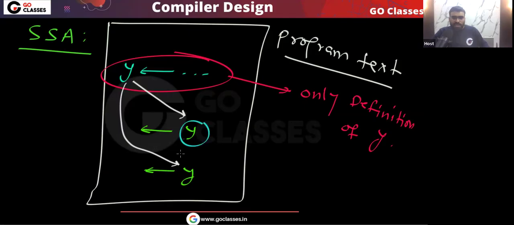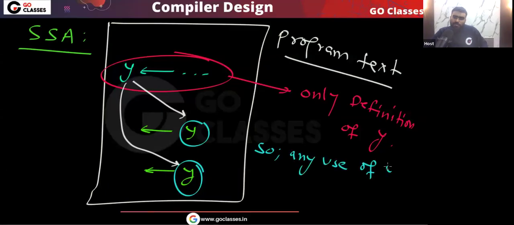So you can notice any use of y will only reach from unique definition of y. Okay, is this clear? So you can notice any use of y will reach from unique definition of y.